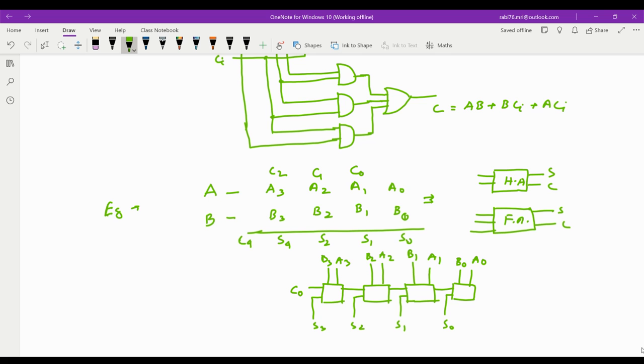C output, right? I'm sorry, it will be C0, C1, C2. This will be C3. I'm sorry, there is a great mistake. This will be S3, and this will be C3, right? And you know this is C0, and this is C1, and this is C2, right?